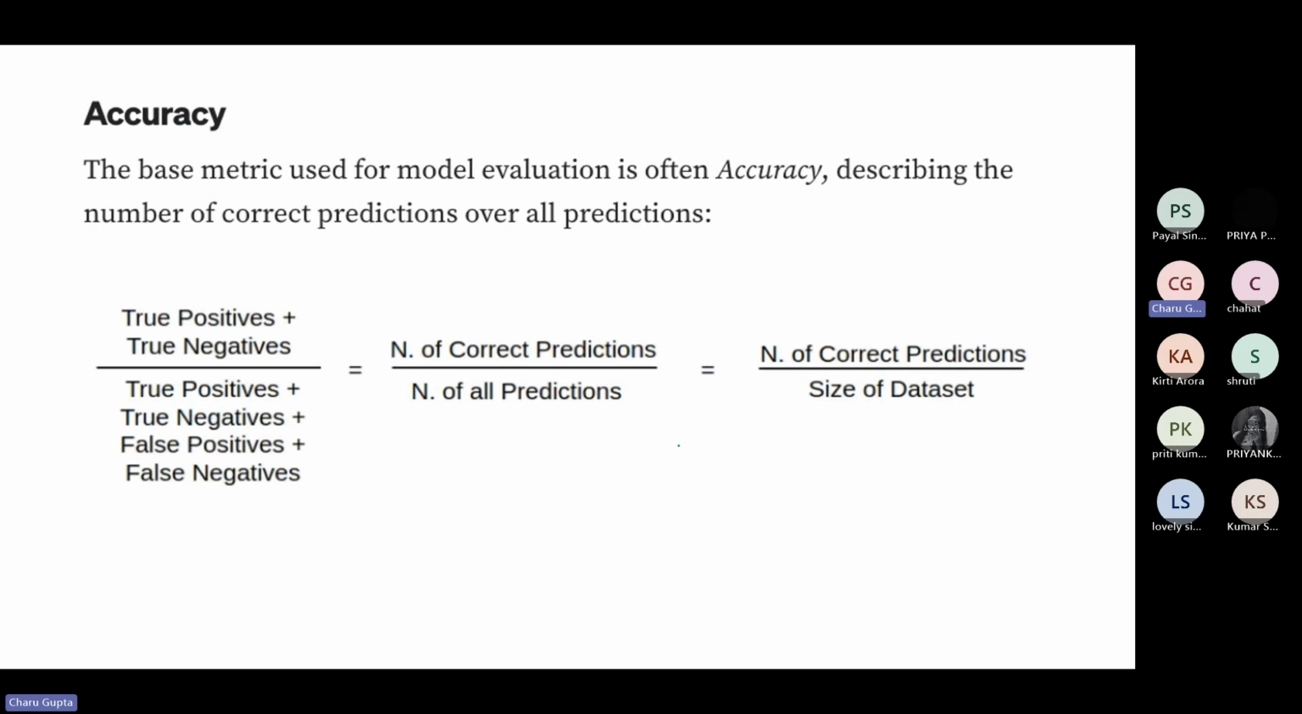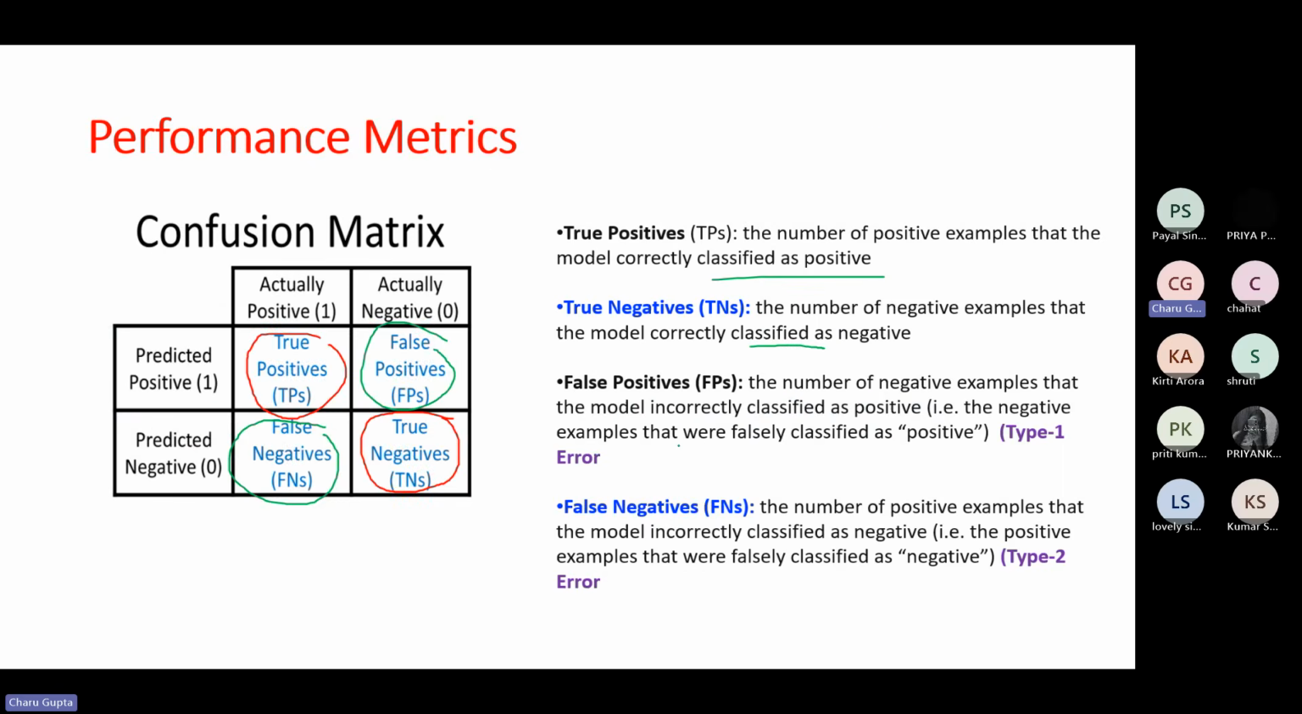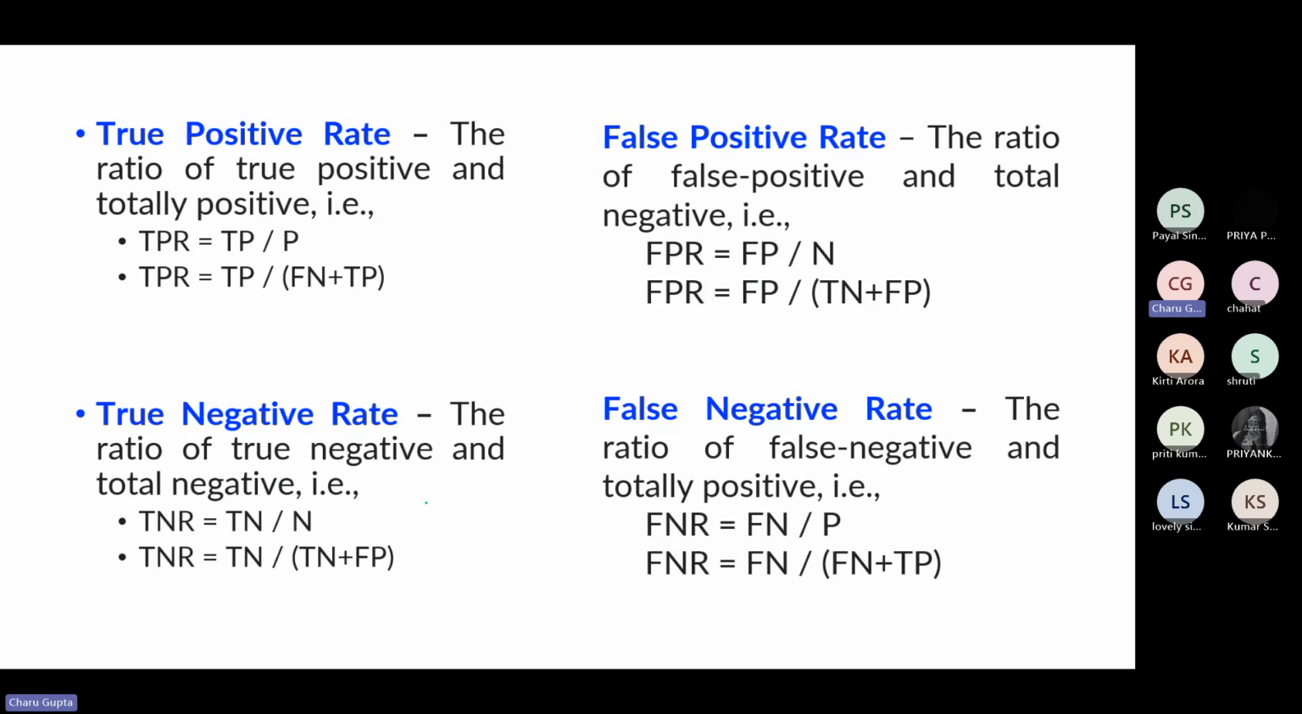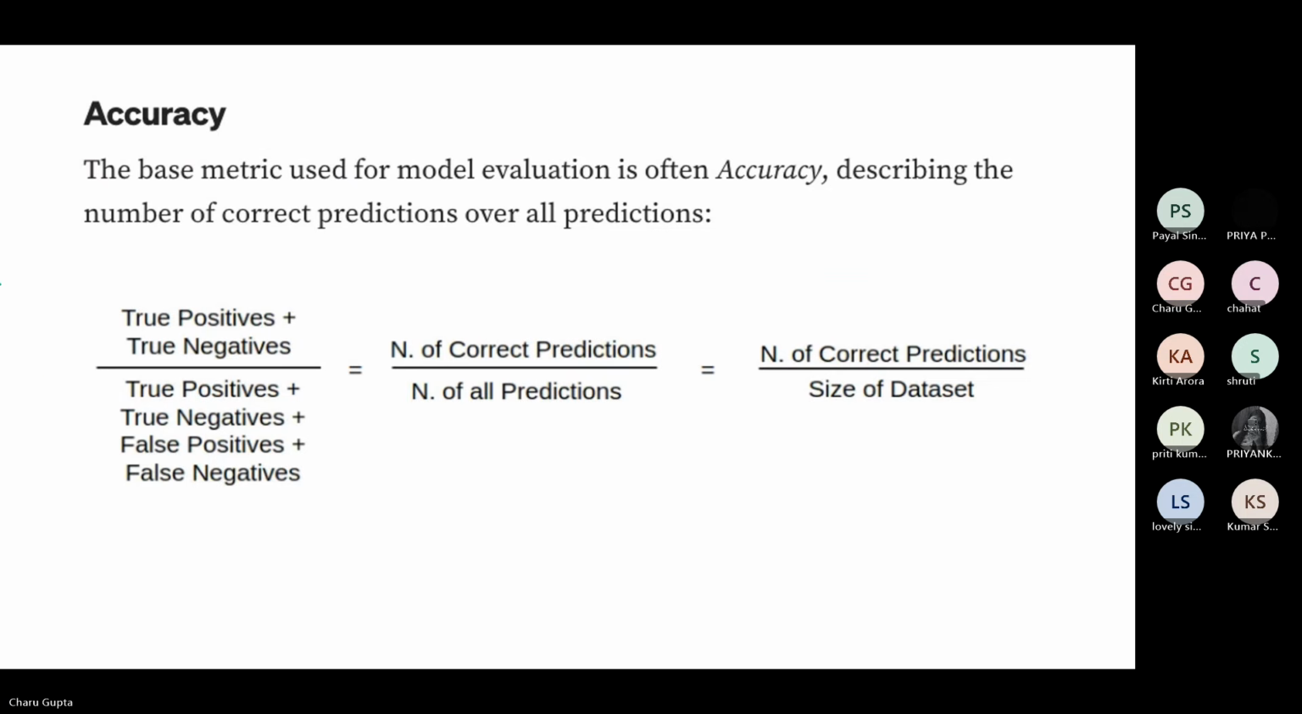Next formulas are accuracy. Accuracy is number of correct predictions and total number of predictions. This is what I told you. ये जो रेड वाले markers हैं, true positive and true negatives, they define the accuracy. So true positive plus true negatives, ठीक है? This is accuracy and total number of predictions.